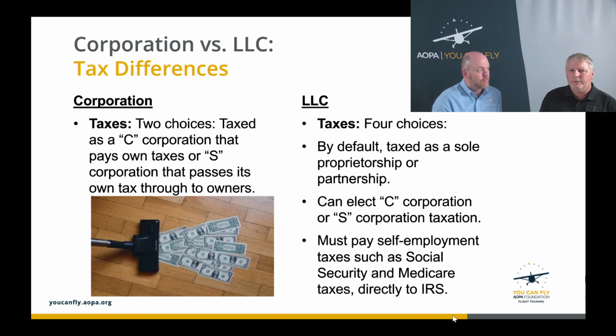But I will focus on the LLC side of the business. With LLCs, some of the things you have to consider is you do have 4 choices. Again, we're going to talk about that in a future episode, but there's 4 choices out there. And by default, you're a sole proprietorship or a partnership. And those things are going to run through your personal returns as a business return.